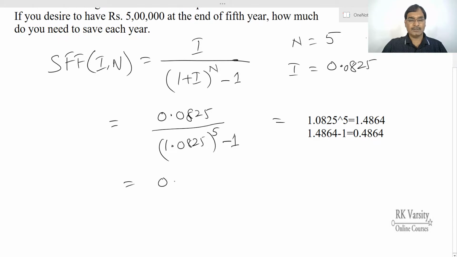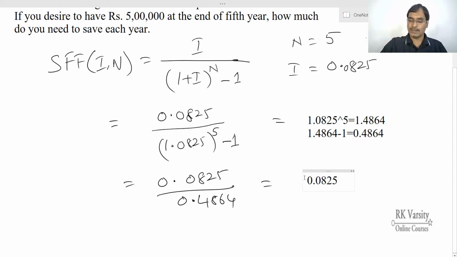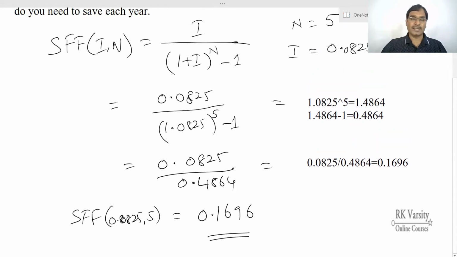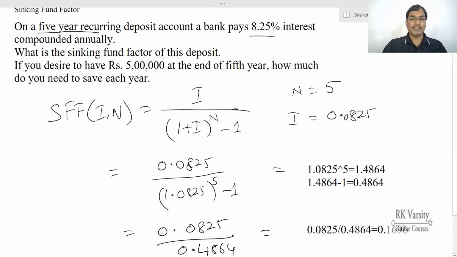Then this equals 0.0825 upon 0.4864. So 0.1696 is your sinking fund factor. Your sinking fund factor for 0.0825 and 5 years equals 0.1696. Now once you calculate the sinking fund factor, using this you can calculate your savings.